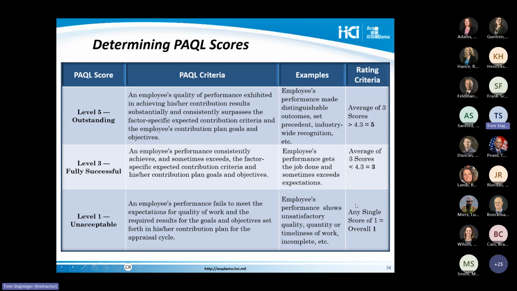If they get a 1 for any one factor, there's no math at all. They're an automatic 1, even if they got 3s in the other factors. If they get 1 1, they're an overall 1. If they get a 1, then we have to take adverse action. Either give them a memorandum for record or put them on a contribution improvement plan.